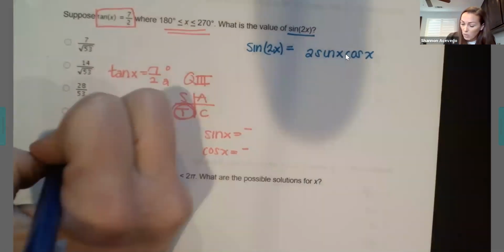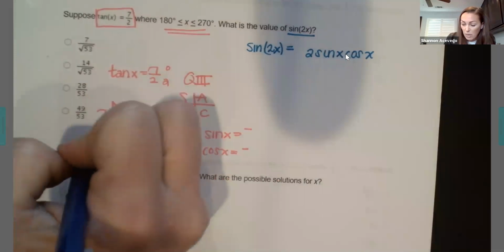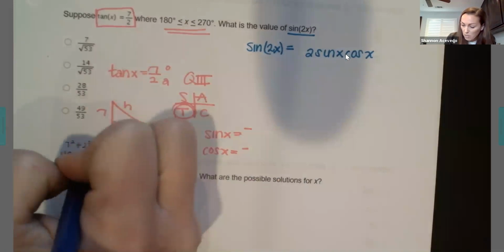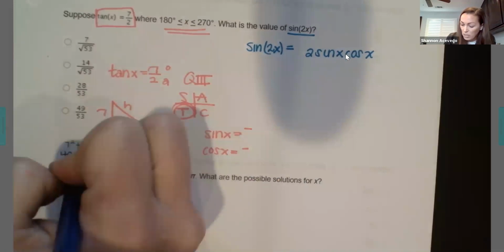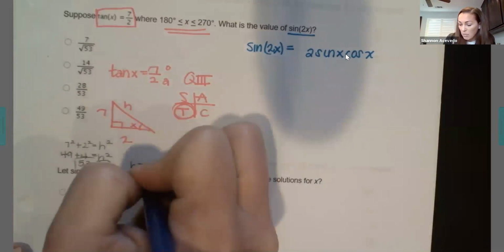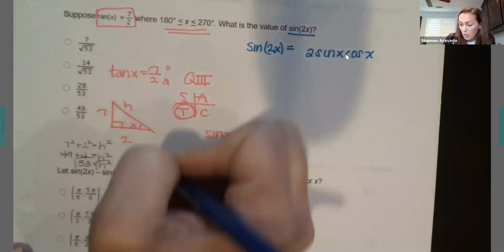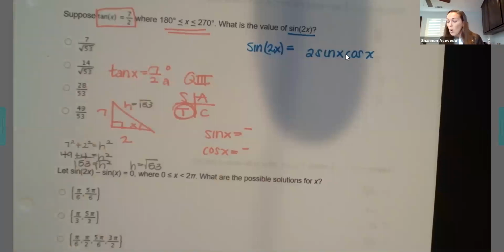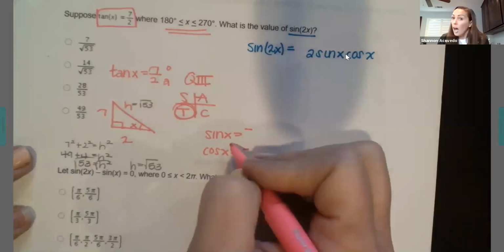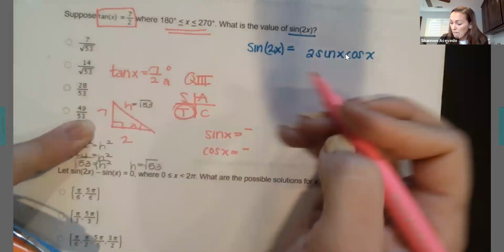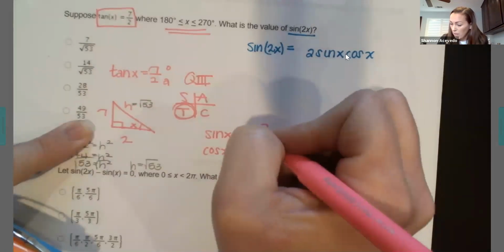All right, so we need to figure out what this hypotenuse is going to be. So 7 squared plus 2 squared is equal to my hypotenuse squared. 49 plus 4 is equal to my hypotenuse squared. So 53 is equal to my hypotenuse squared. Take the square root of both. Then this hypotenuse has to be the square root of 53. So if I want to know what is sine of that value, sine is my opposite over my hypotenuse. So it's going to be -7 over the square root of 53.